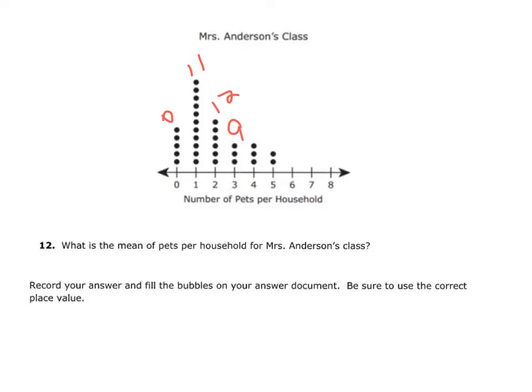3 times 4 is 12. And 2 times 5 is 10. So now that we have all that information, we're going to add them up. So 11 plus 12 plus 9 plus 12 plus 10. So 9 plus 5 is 14. So you have 1, 2, 3, 4, 5, so 54.